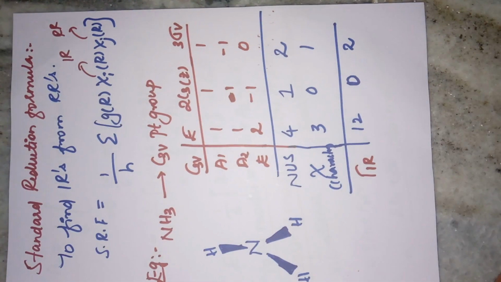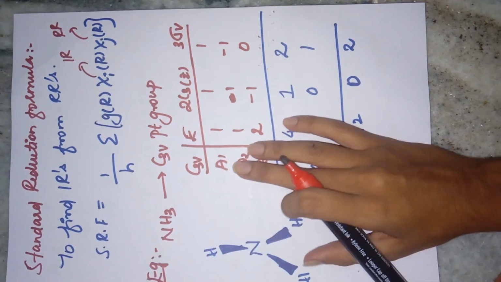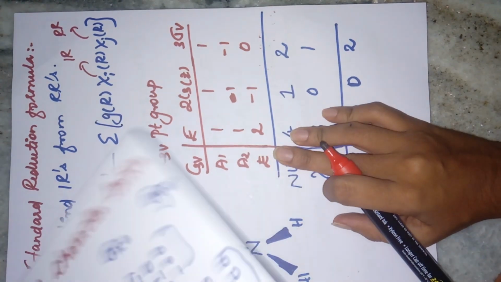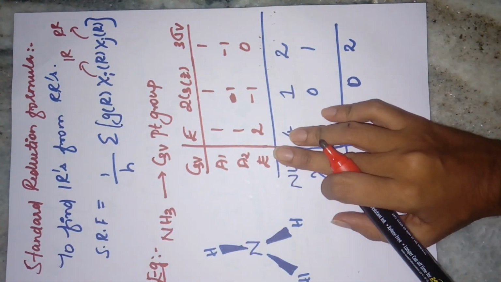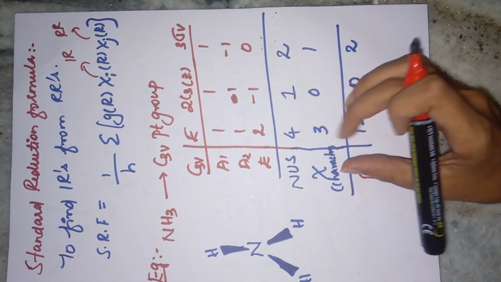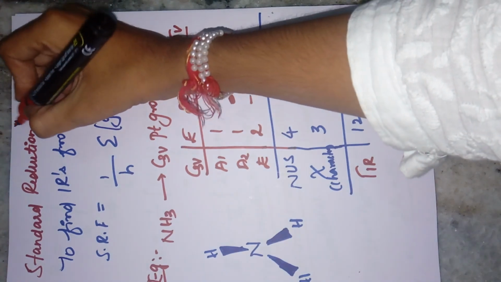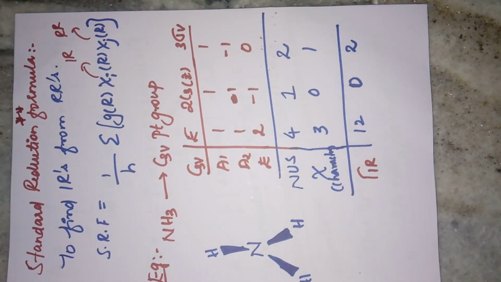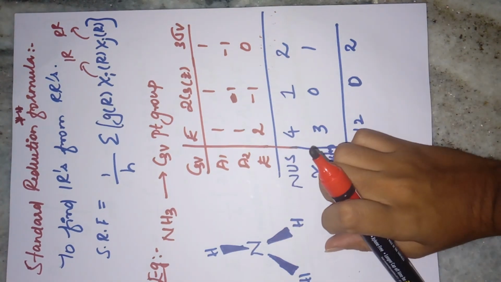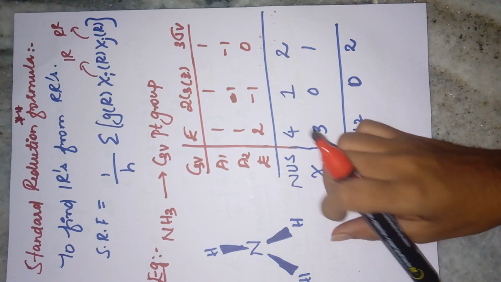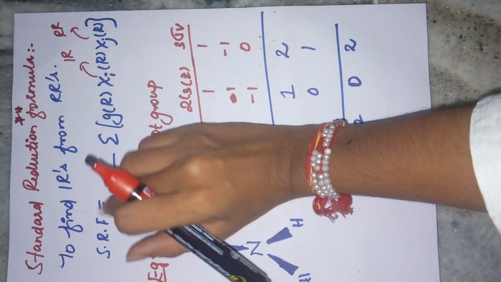Now that you have constructed the character table and you know reducible representations, it's time that you should also know what the irreducible representations are. So how do you calculate the irreducible representations? Using the standard deduction formula, a very important topic expected to appear from group theory in CSIR. To find the irreducible representations from reducible representations, we have this particular formula, the standard deduction formula.